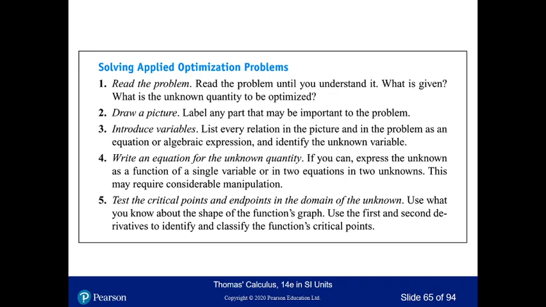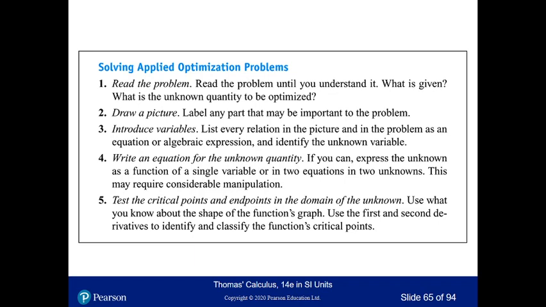make sure that you understand the problem right, and note down what is given in the problem. What is the unknown quantity to be optimized? We have to determine that. Next, you are going to draw a picture. Drawing a picture is solving half of the problem. So be careful about labeling any part that might be important for the problem.